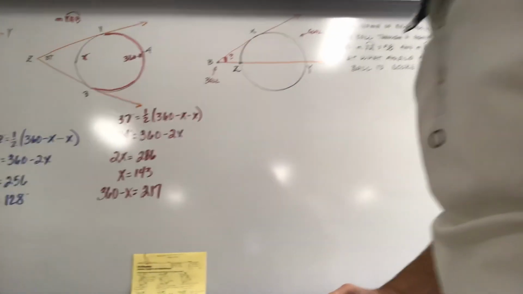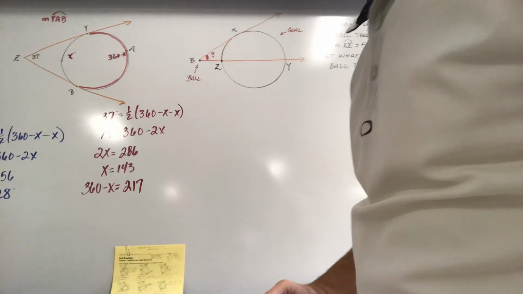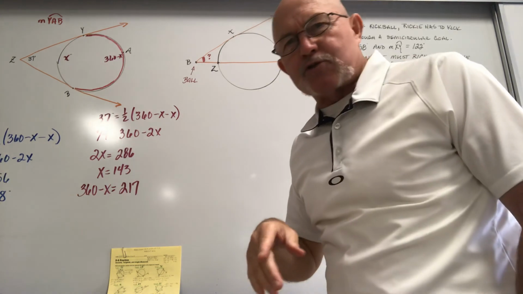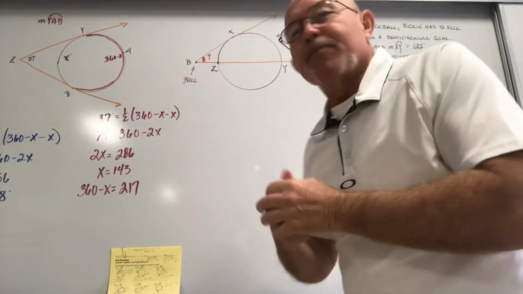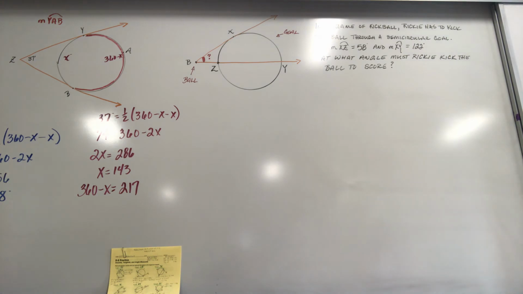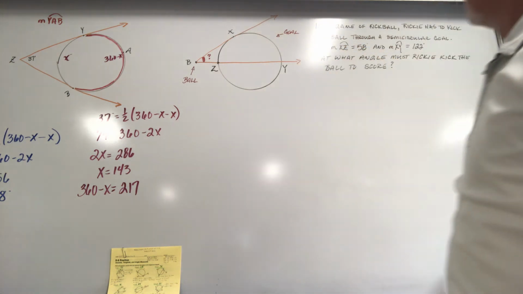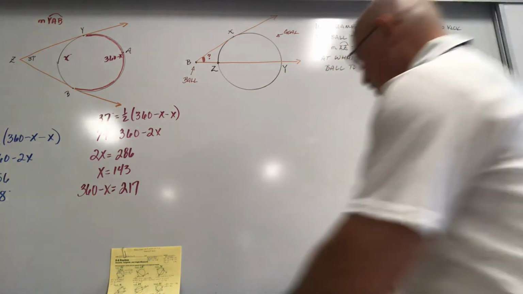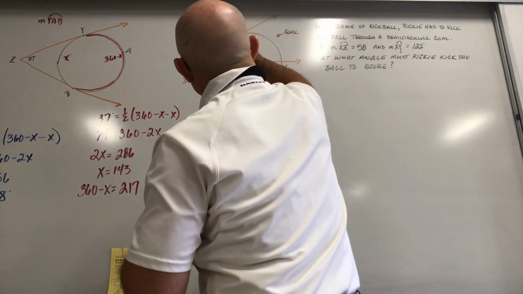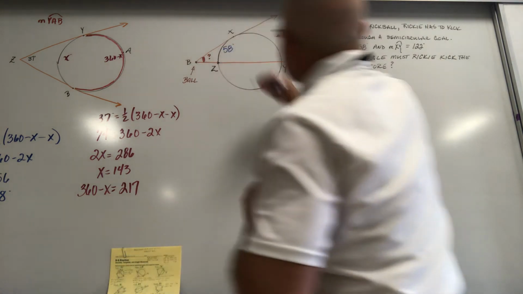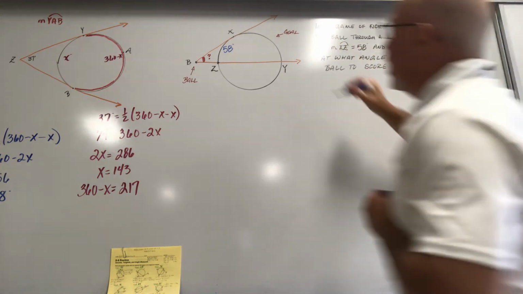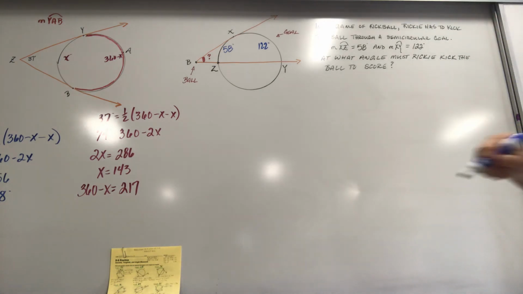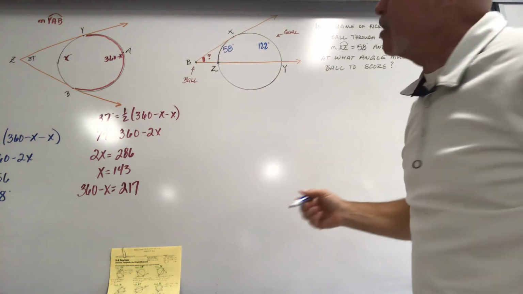And our last problem. It's a word problem, but it's going to give us the same basic concept. It says, in a game of kickball. Remember that back in elementary school when nobody had gloves, you kick. So in a game of kickball, Ricky has to kick the ball through a semicircular goal. If the measure of arc XZ is 58 degrees, and the measure of XY is 122, what angle must Ricky kick the ball through? Well, that's what we're looking at.